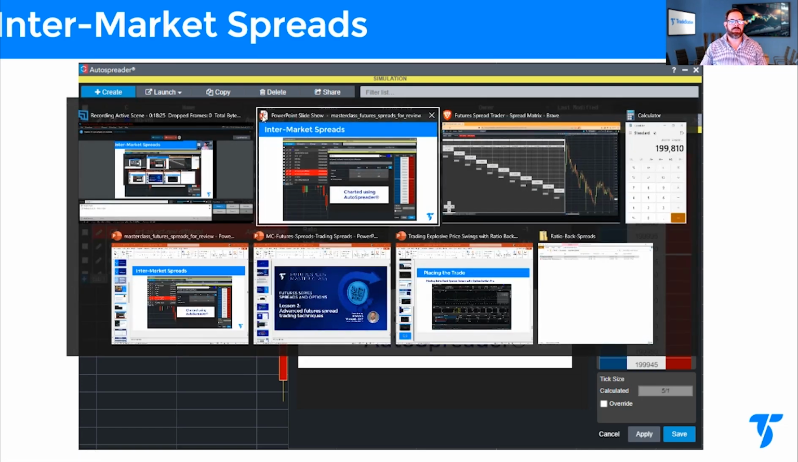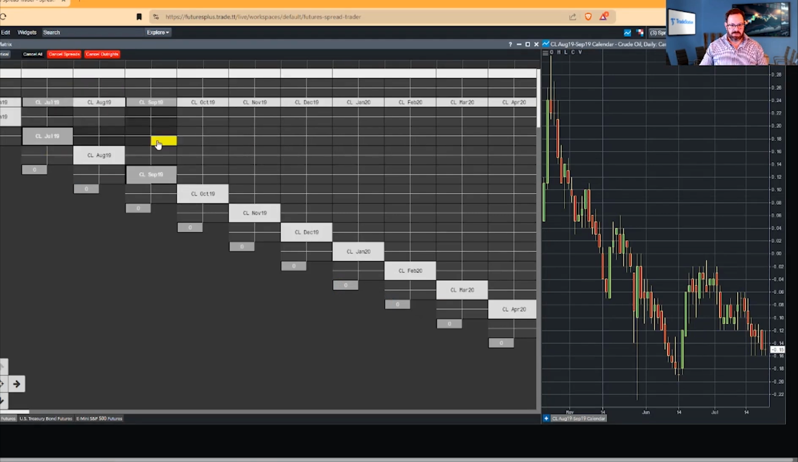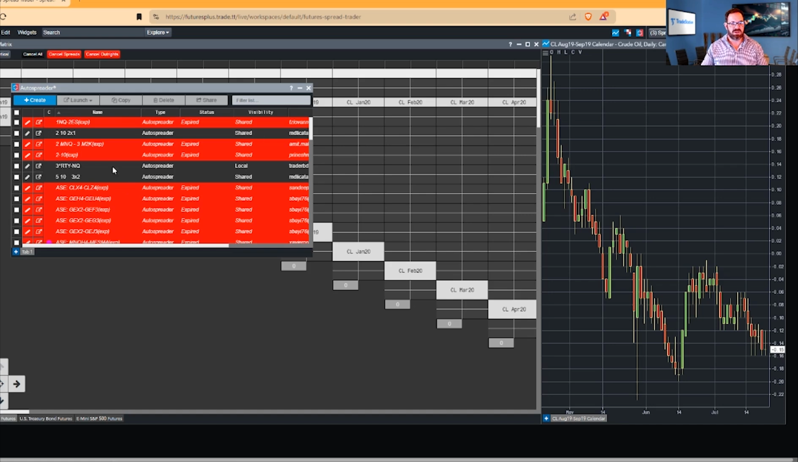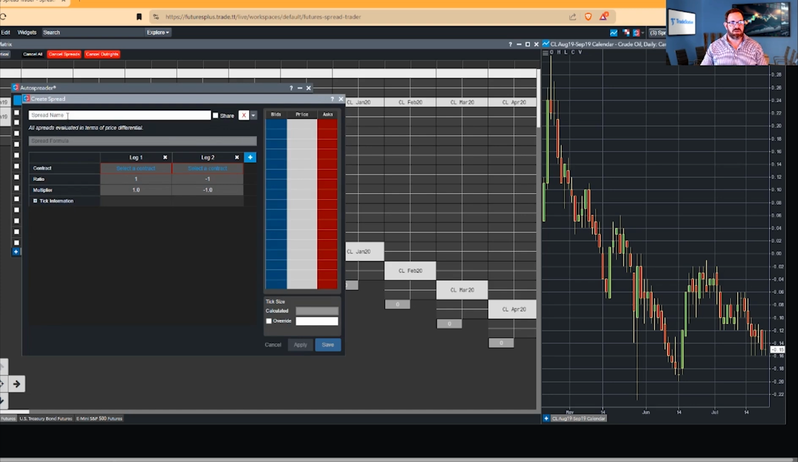So let's look at an example. If I go out to my Tradestation Futures Plus, I can go to my widgets, move down to automation and auto spreader and open that widget. Here we have it. So if I want to create a spread, I simply go to create, as I mentioned. Here I can name the spread. So let's say we want to do corn versus soybeans. So I'll just type in ZC minus ZS. That's what I'll name it. Or I can give it the full name, corn versus soy.